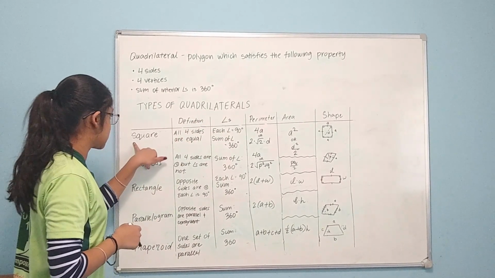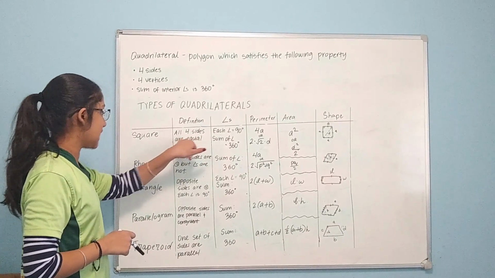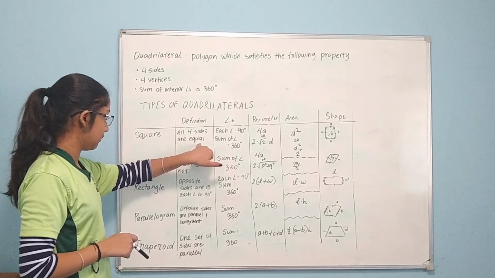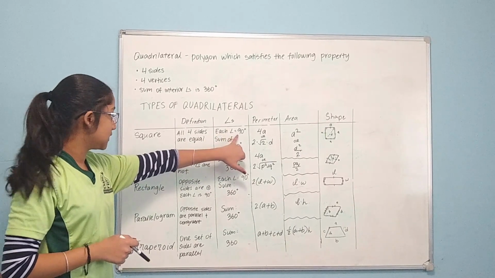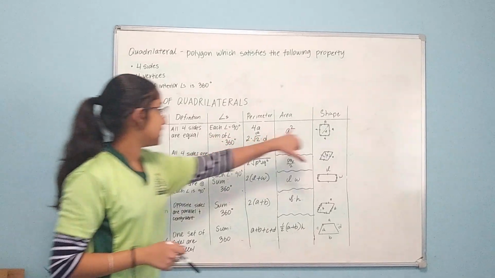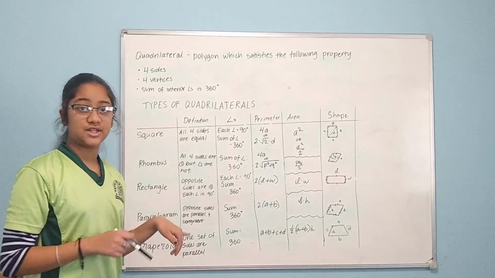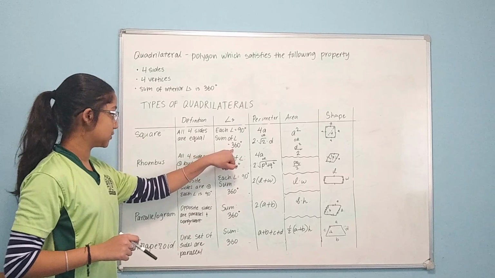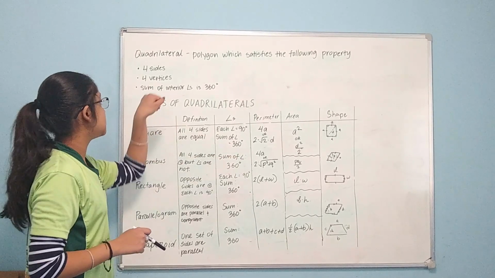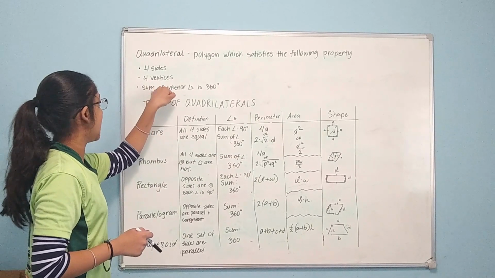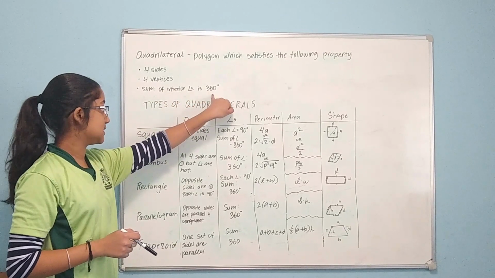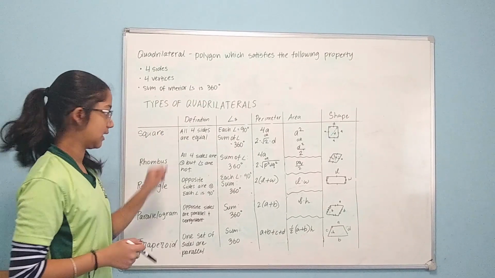We first have a square, and all 4 sides of a square are equal. And each angle is equal to 90 degrees. And each interior angle is equal to 90 degrees, and the sum of the angles is equal to 360 degrees, because we know that a quadrilateral has to have a sum of 360 degrees, since a square is a quadrilateral.